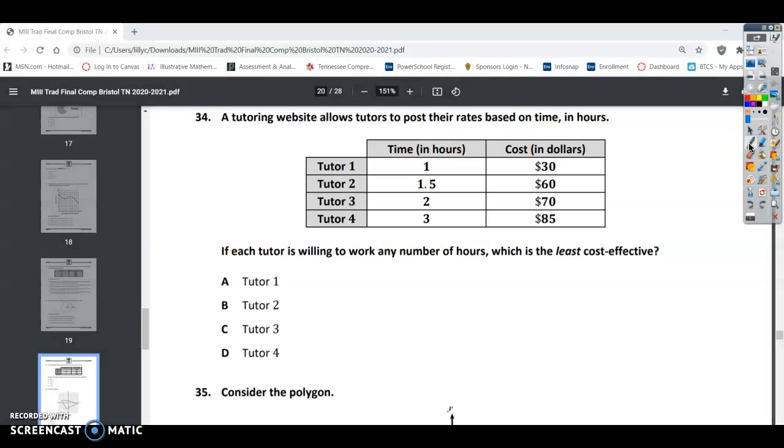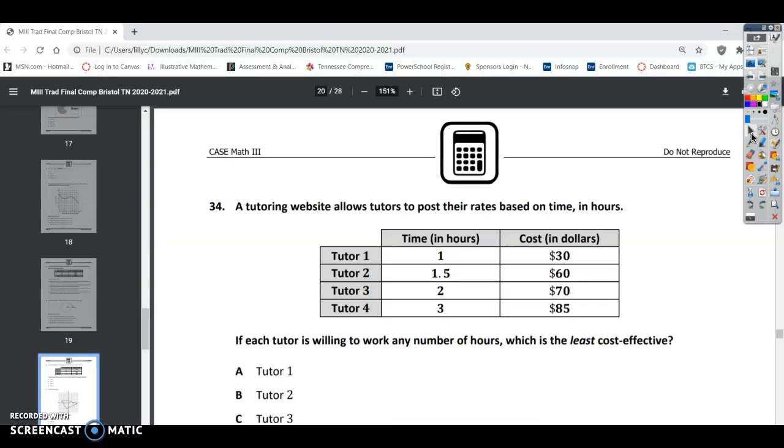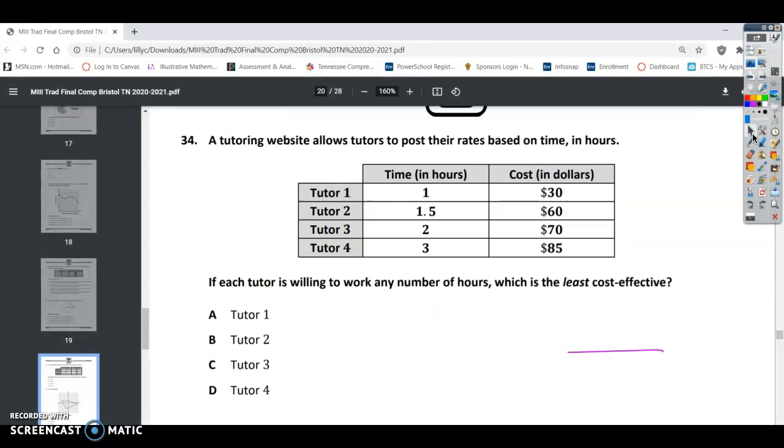Math 3, Final Benchmark, Question 34. A tutoring website allows tutors to post their rates based on time in hours. All right, so it gives you a little chart, time in hours and costs. So tutor 1, tutor 2, 3, and 4. If each tutor is willing to work any number of hours, which is the least cost efficient? All right, so let's move this back up a little bit.